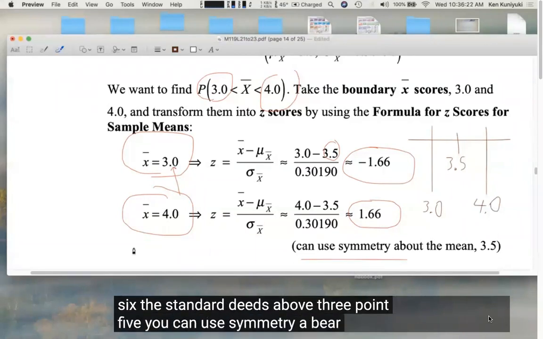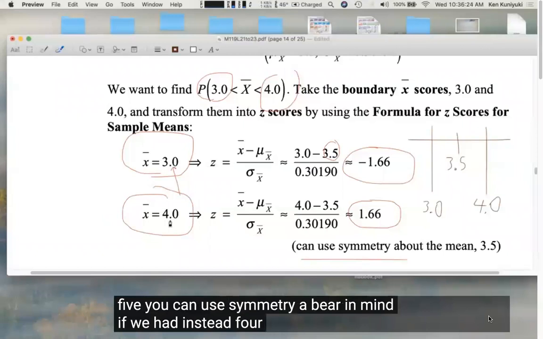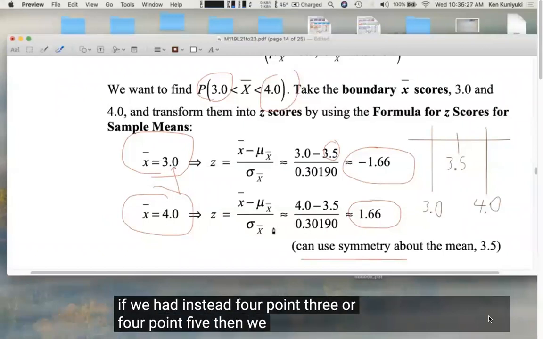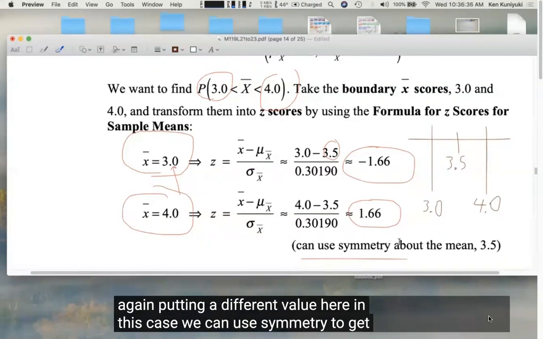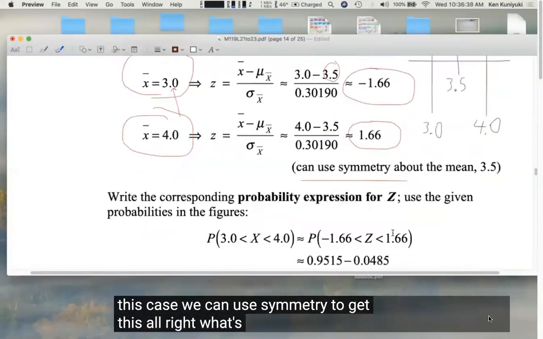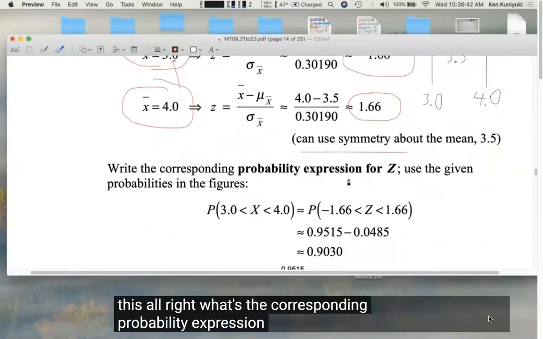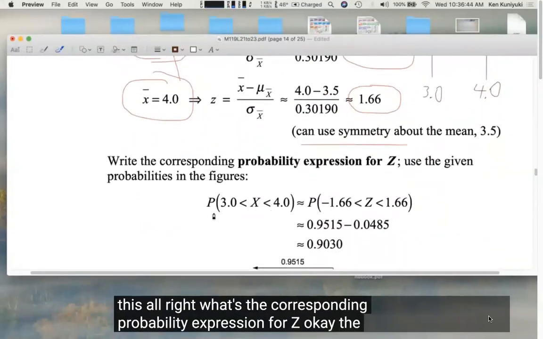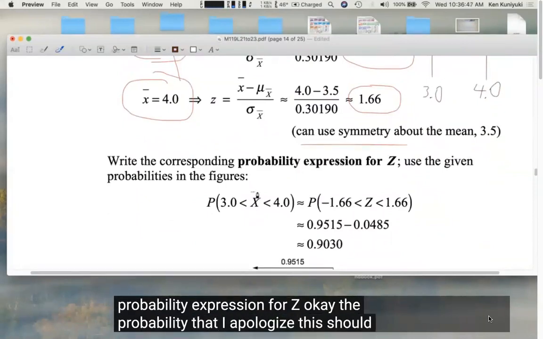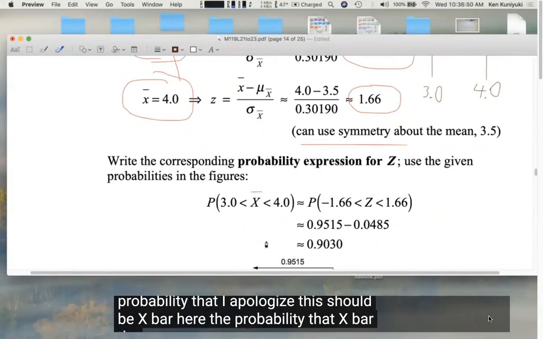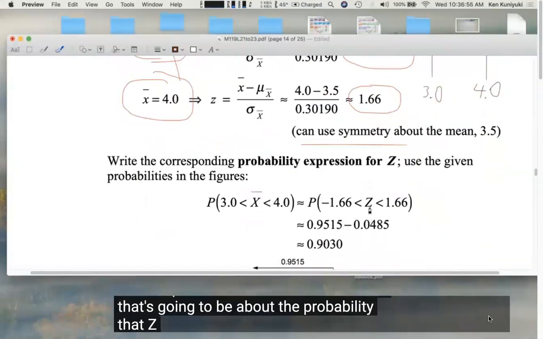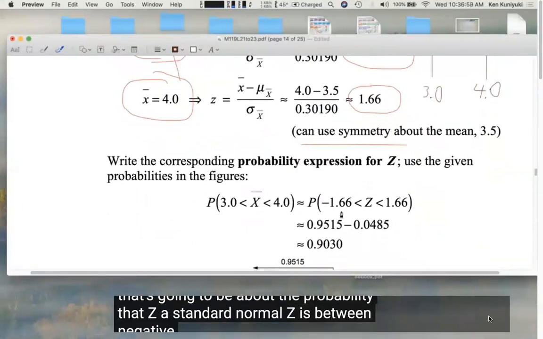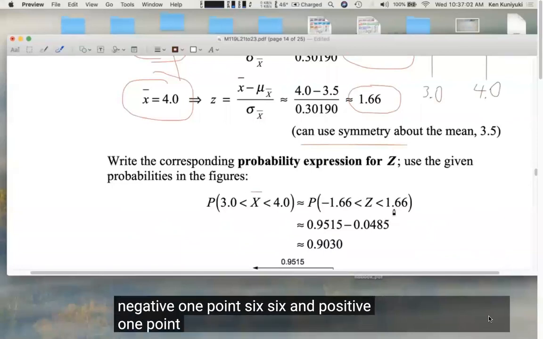You can use symmetry. Bear in mind, if we had instead 4.3 or 4.5, then we could not use symmetry. We'd have to work this out again, putting a different value here. In this case, we can use symmetry to get this. All right. What's the corresponding probability expression for Z? The probability that X bar, the sample mean, is between 3.0 and 4.0, that's going to be about the probability that Z, a standard normal Z, is between negative 1.66 and positive 1.66.